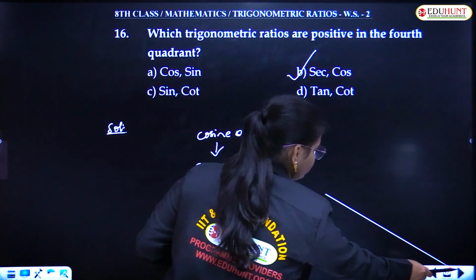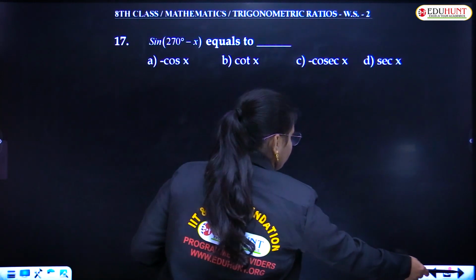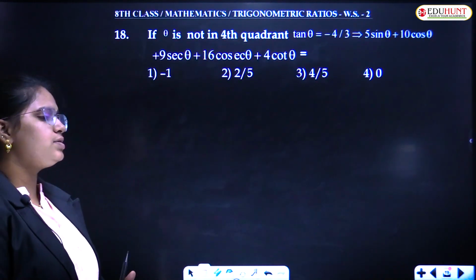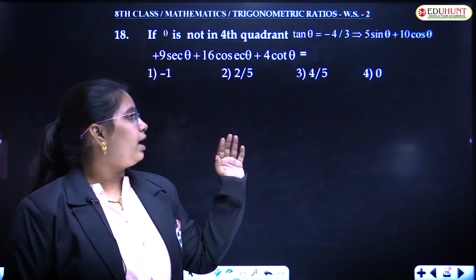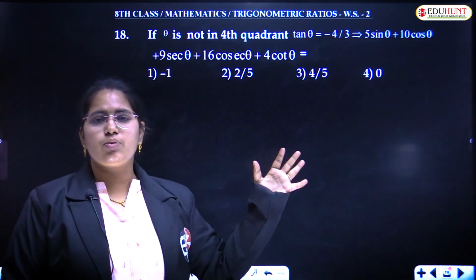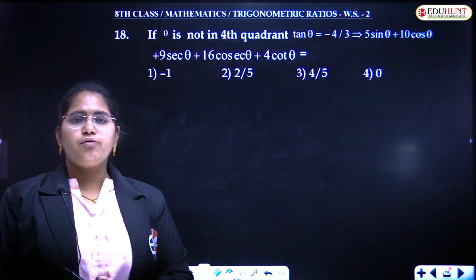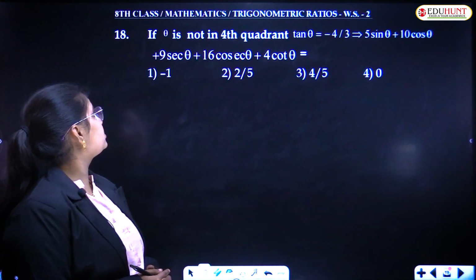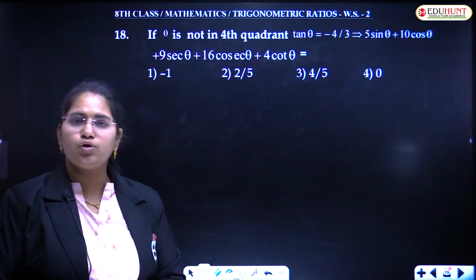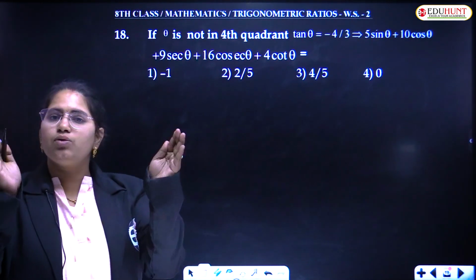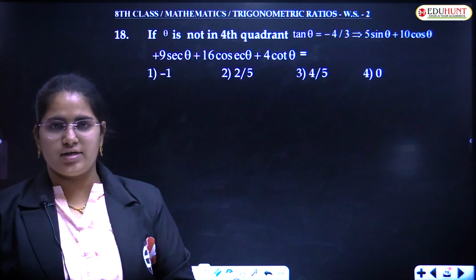Next question. If theta is not in the fourth quadrant, and tan theta is equal to minus 4 by 3, you need to find the value of 5 sin theta plus 3 cos theta plus 9 secant theta plus 16 cosecant theta plus 4 cot theta. I hope you are clear with my question.